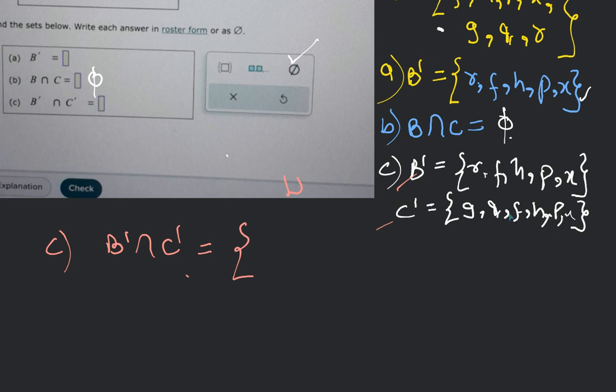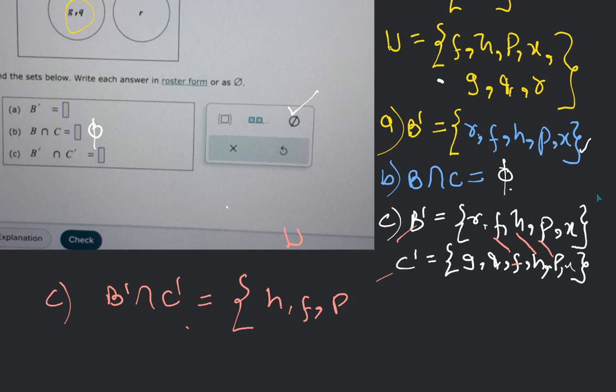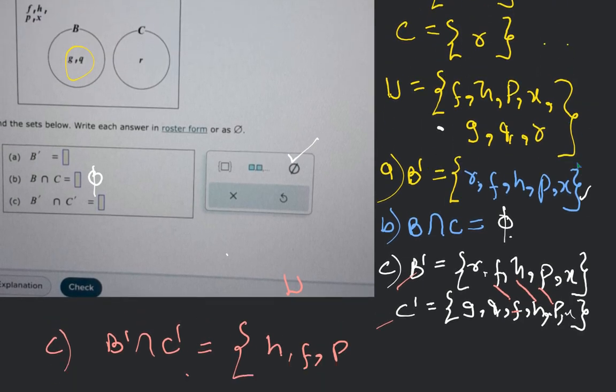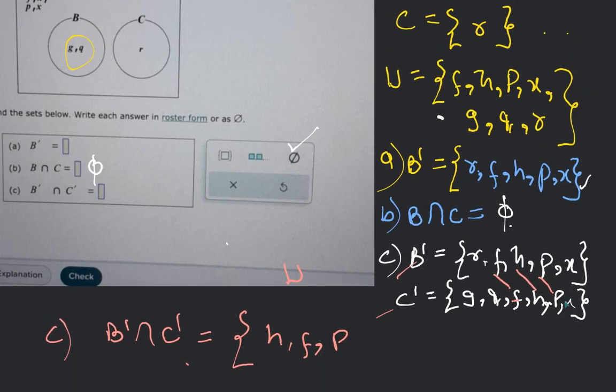H, F? Okay, H is there. You said F too, F is there. Your H is there, and P. Of course, P is there, and X. Any other element you can see? X is there. Or is that X? Yes. That's why I said my writing is not that good.